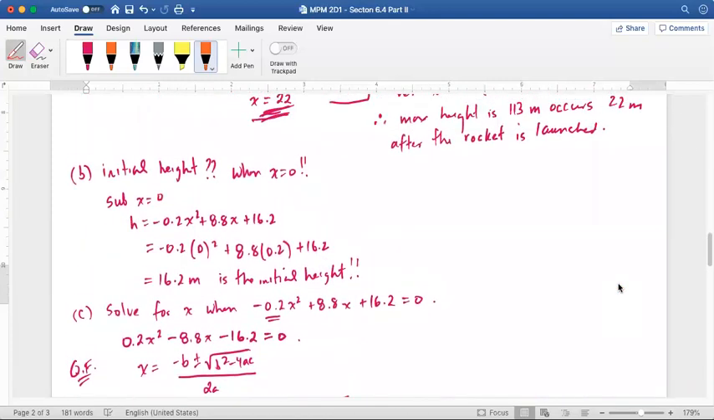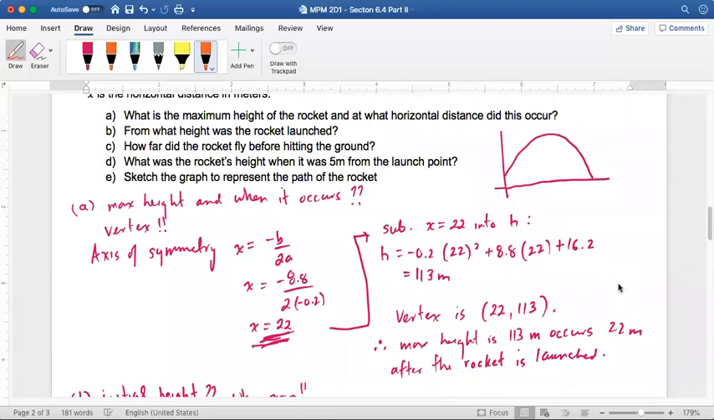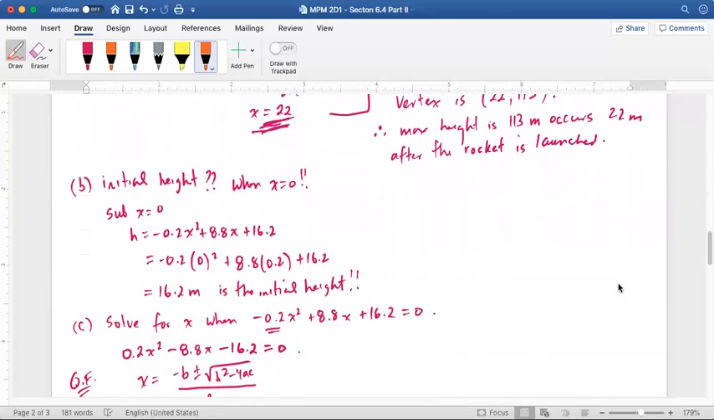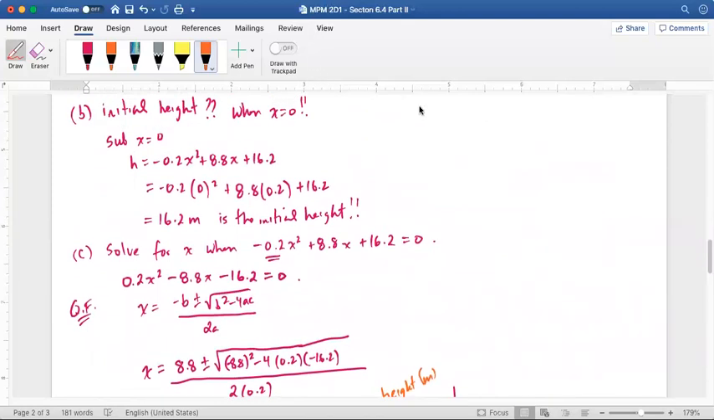There's one other part that I need to do here, which is what was the rocket's height when it was 5 meters from the launch point? So question D, of course, is to find h when x is 5. So we have simply to make this substitution, and this seems like a good job for a calculator. And when you put that all in on your calculator, you should get 55.2 meters.